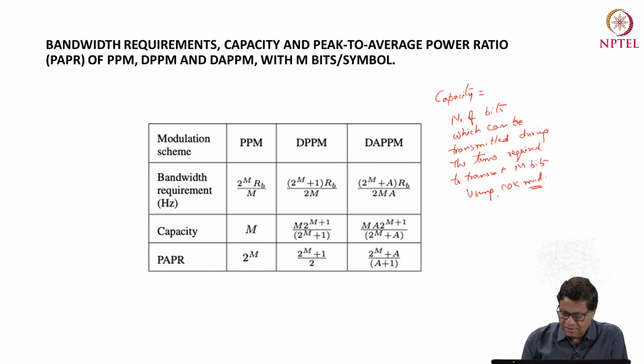So this is the definition of capacity, and here the capacity has been calculated, and these are the bandwidth requirements, where capital M is the number of bits per symbol, R_B is the rate, A is the amplitude in case of DAPPM. And then we have also given a comparison of PAPR. PAPR is peak to average power ratio.